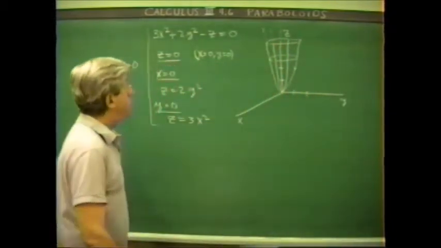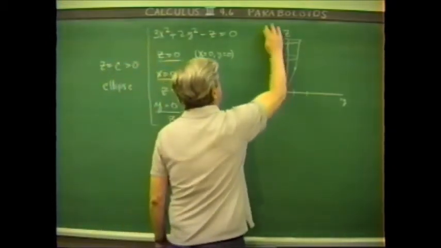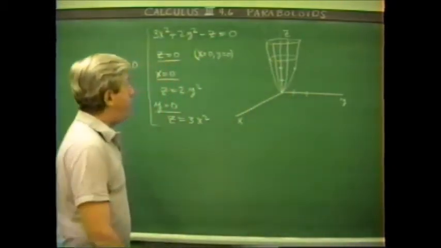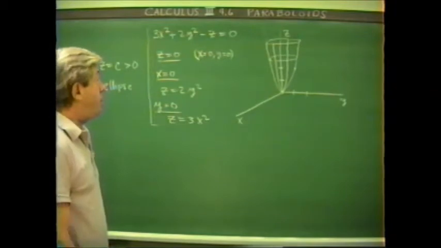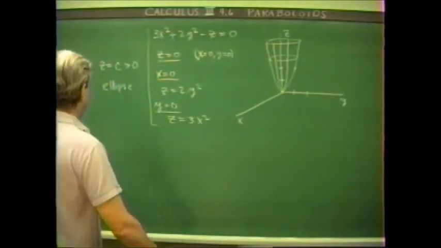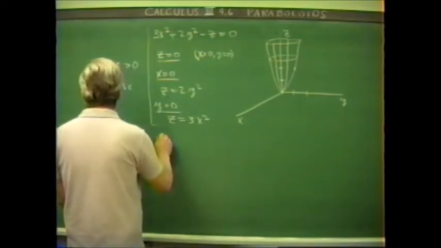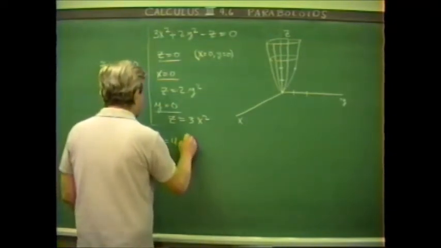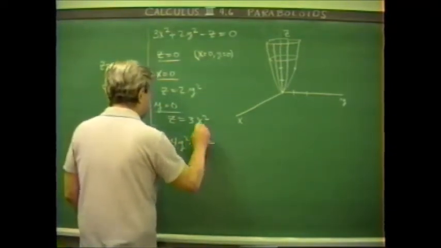So, like so. And here again, as always, drawing as little as possible produces a picture that you can make sense of. Let's take a look at another one here. Let's look at x is equal to 4y squared plus 2z squared.